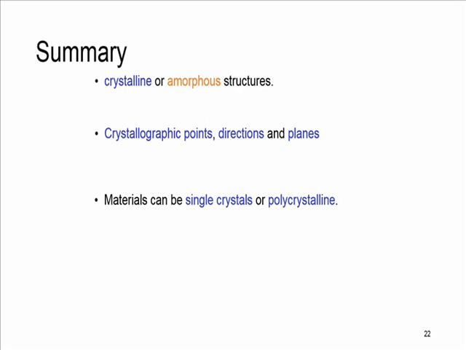Okay, in summary, as we discussed, we found that when atoms are solidifying, they may assemble into crystalline or amorphous structure. Crystallographic points, directions, and planes are specified in terms of indexing schemes, so we talked about it and learned about it. Crystallographic directions and planes are related to atomic linear density and planar density. This will be discussed more in the next chapter. And we also learned that materials can be single crystal or polycrystalline.